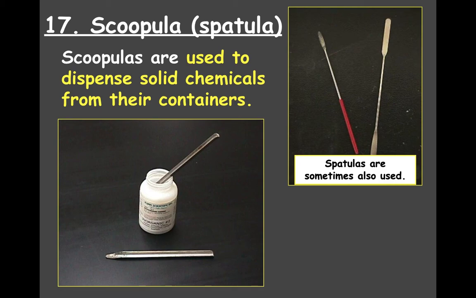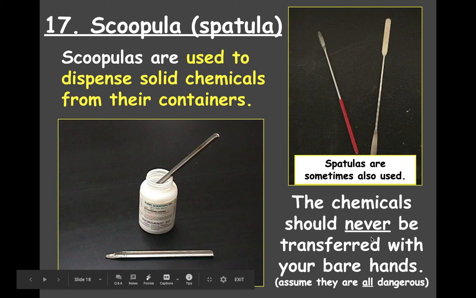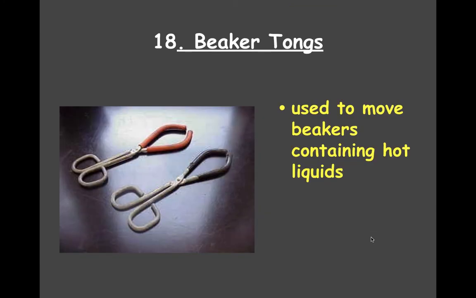A scoopula is another useful tool. It will help you scoop out chemicals from the containers. A spoon is also useful, but a spoon puts too much material on it at one time. A scoopula will limit the amount that you can take from the container and help you to be more cautious and accurate. Once again, the chemicals should never be transferred with your bare hands. You don't want to just pick them up one by one. Since we had crucible tongs, we also need beaker tongs. So these are used to move beakers containing hot liquids. If we notice, the beaker tongs have a rubber end to them.